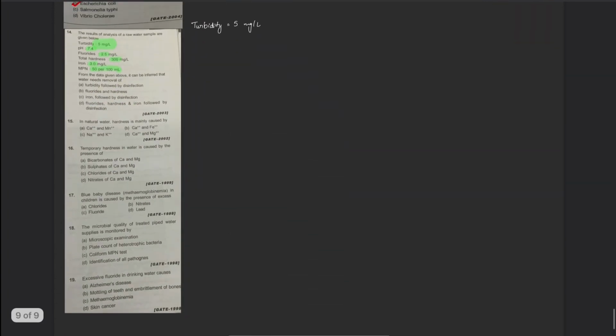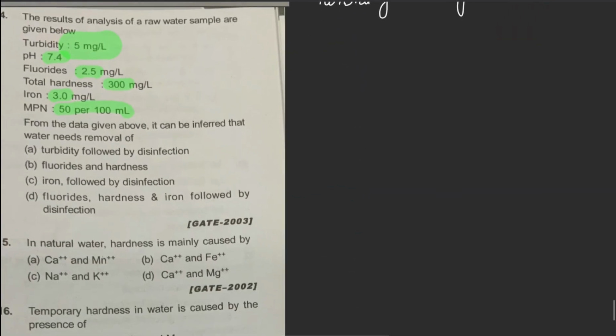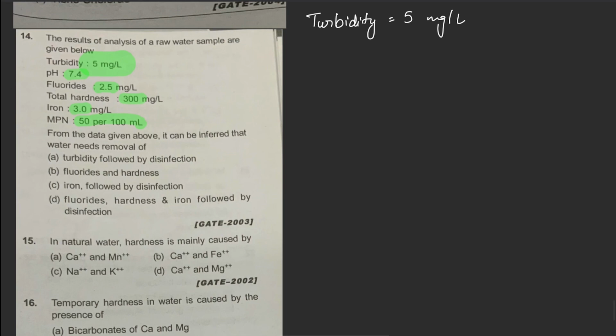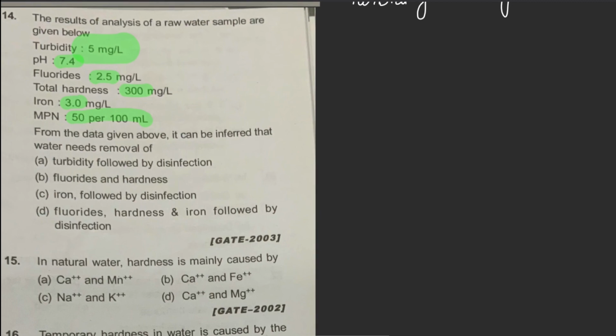So if we see the question, the options that match: turbidity is within the limits, pH okay, fluoride not okay, iron not at all okay, and MPN we have to remove. We don't want any bacteria; there is no relaxation for bacteria in water, so it will always be removed.